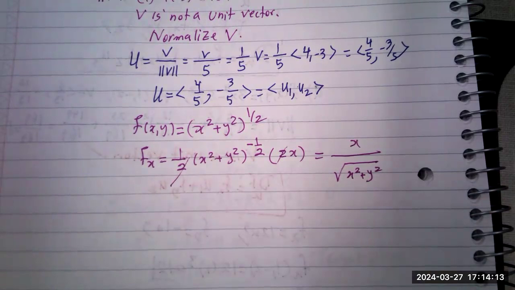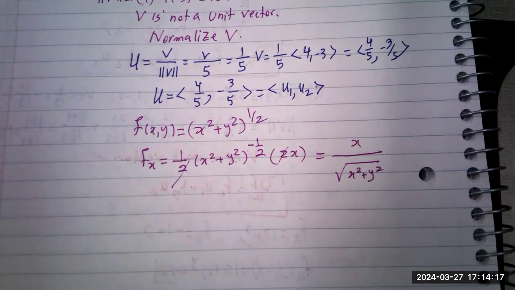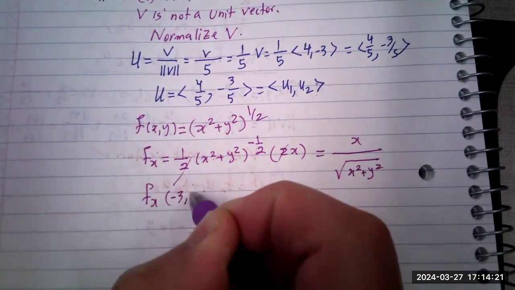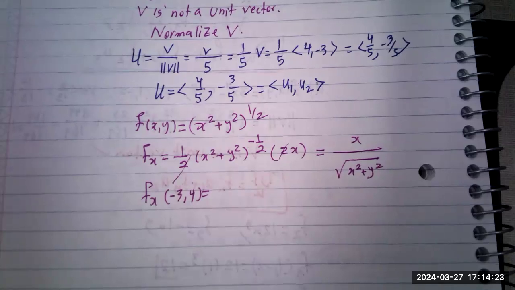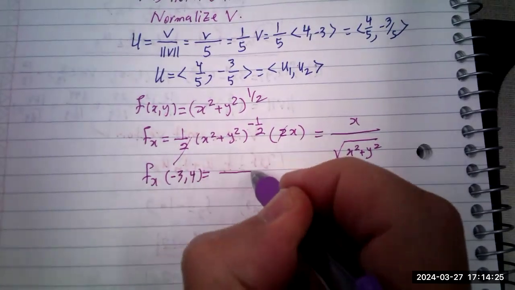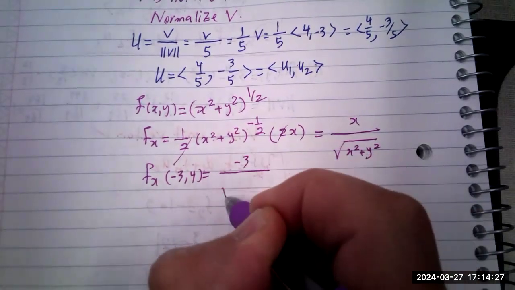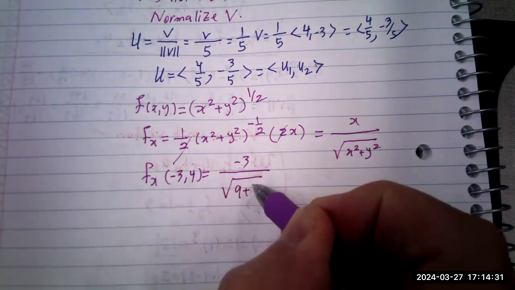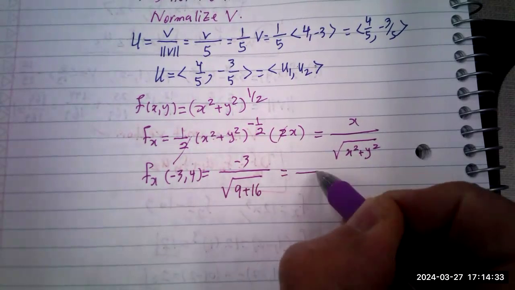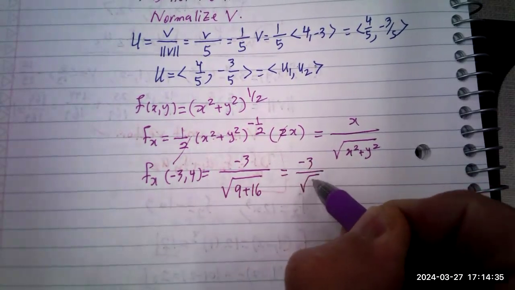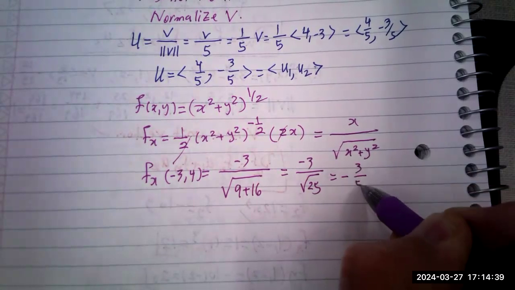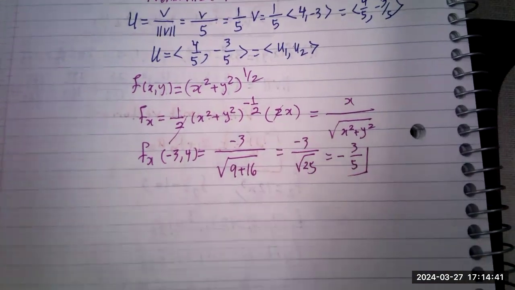Quickly evaluate it at the point which is negative 3 and 4. So the partial at negative 3 and 4, x is negative 3, so that gives you negative 3 on the top. The bottom, x squared plus y squared, x squared 9, y squared 16. So negative 3 over radical 25, which is going to be negative 3/5. So that gives you the partial with respect to x.